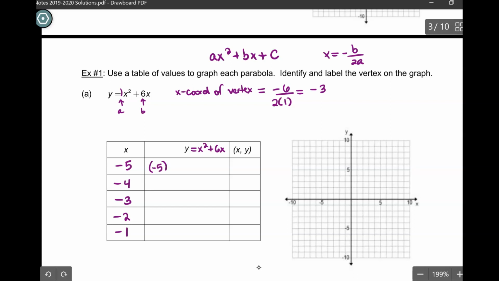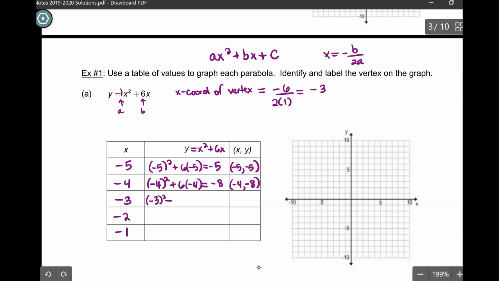So I have negative 5 squared plus 6 times negative 5. So don't forget, when you square a negative, it becomes positive. So I get positive 25 minus 30 gives me negative 5. So I have negative 5, negative 5. Plug in negative 4. So I have negative 4 squared plus 6 times negative 4. That'll give me a positive 16 minus 24, which is negative 8. So I have the coordinates negative 4, negative 8.